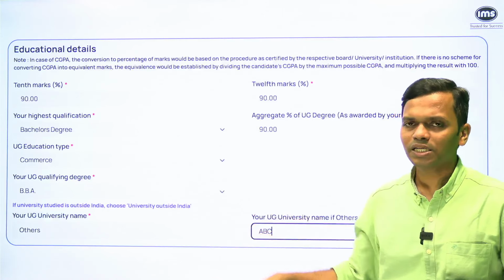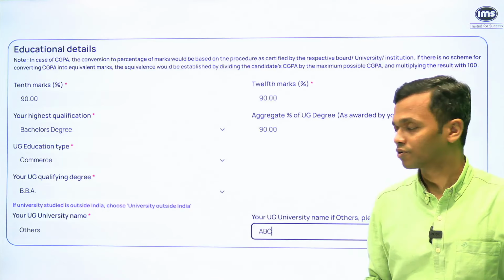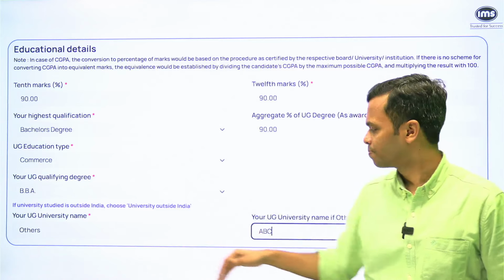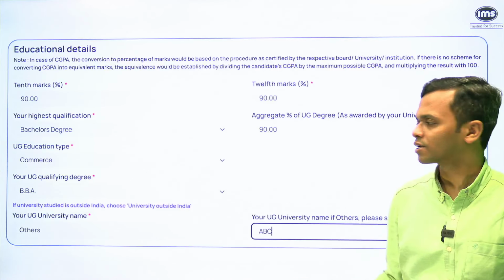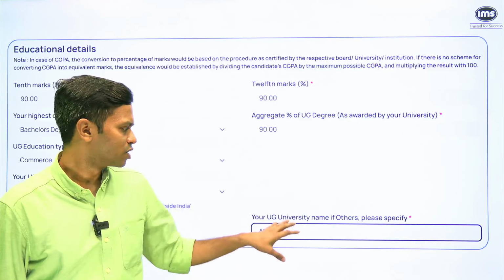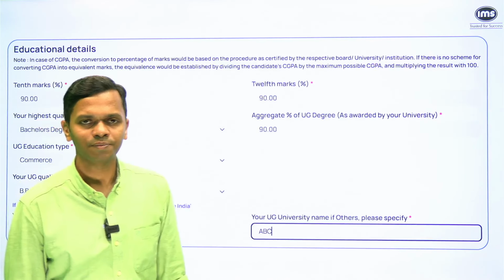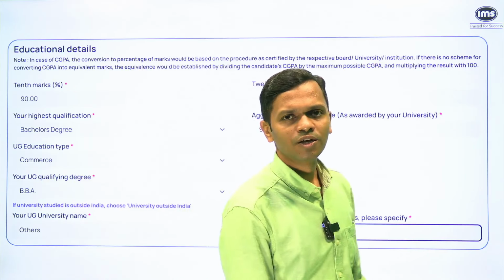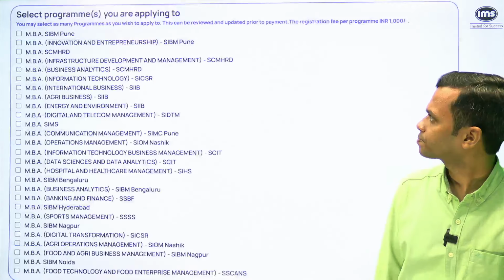Now at any of the places, if something that you have done is not available, you can simply select others and then specify what it is, right? So here, for example, I've chosen university name as others and I've just written the name of the university. Okay, so again, very simple section. You can move forward to the next thing.